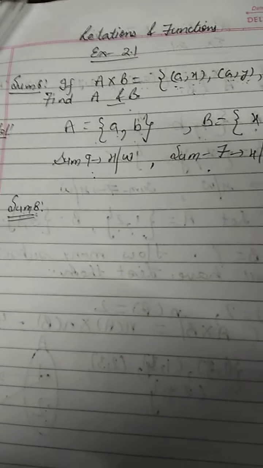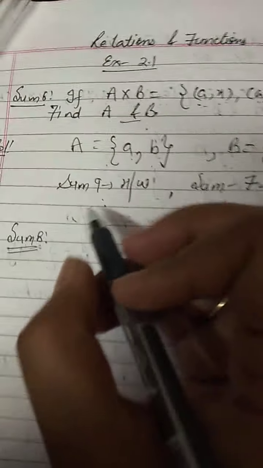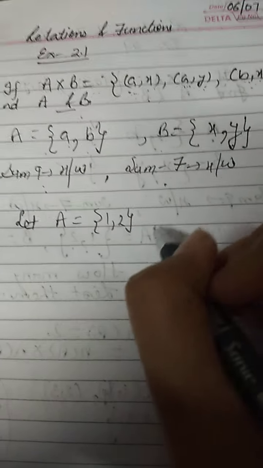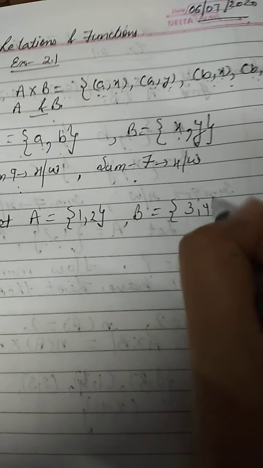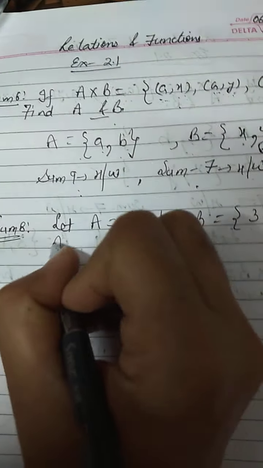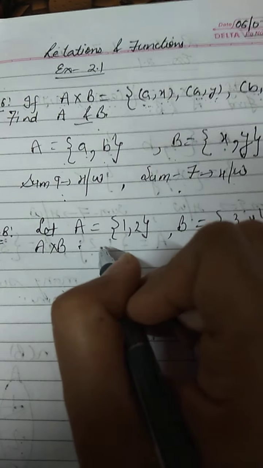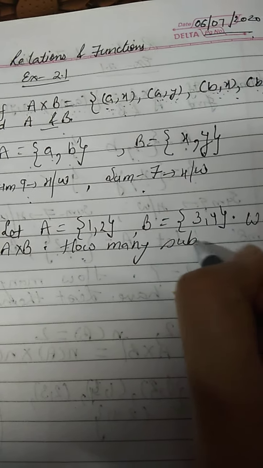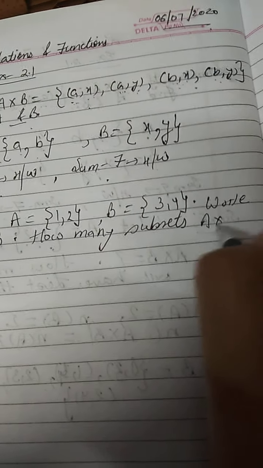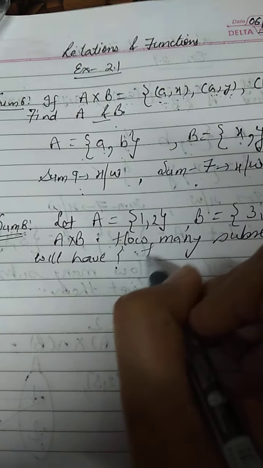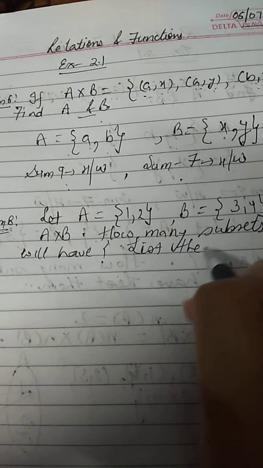We will discuss now sum number 8. In sum number 8, it is given that let set A have the elements 1 comma 2 and B have the elements 3 comma 4. First of all, we have to write down A cross B, the Cartesian product of A and B, and then we will find how many subsets it will have, and we have to list all those subsets, right? So there are three things to do.